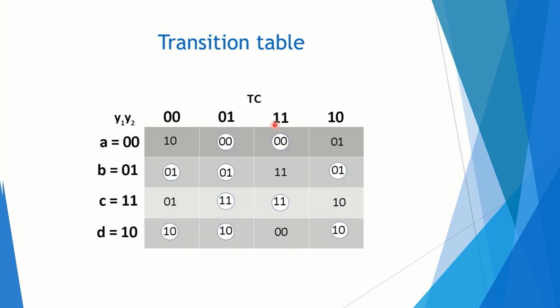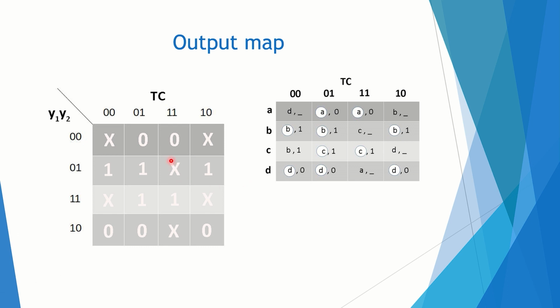So this is the transition table I have written. It is the same thing as the flow table, just replacing it with the variables for the states given by letters. This is the output map. You can see here some don't care states, that is the unstable states, which we have to make 1 or 0 to make a stable transition. So this is the reduced flow table I have regenerated here.